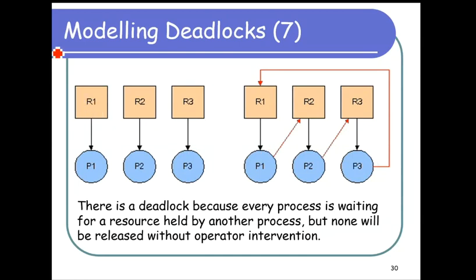So you have here the circle. R1 is serving P1, R2 is serving P2, R3 is serving P3. Suddenly P1 needs to access R2, blocked. P2 needs to access R3, blocked. And P3 needs to access R1, blocked. You can see this is a cycle. It's not a perfect cycle, but this is a cycle. So this is a loop, and this is a deadlock.